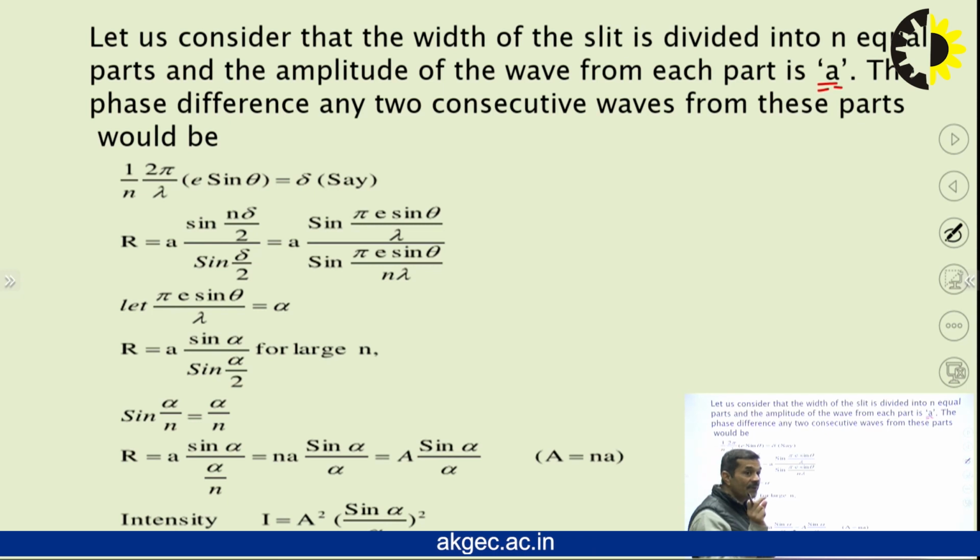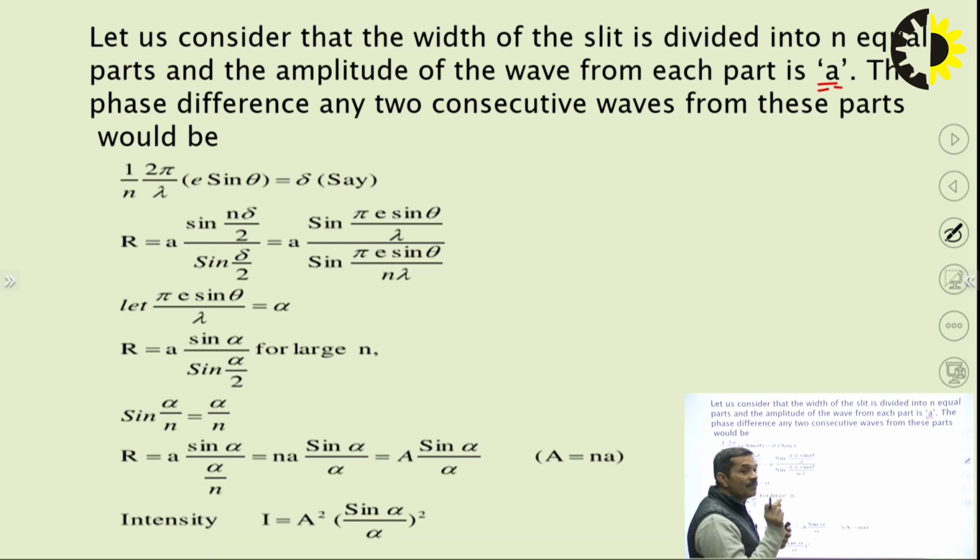So the phase difference between the two successive points will be the resultant phase difference, which we have already found out: 2 pi by lambda into e sin theta. If we divide this value by n, then we can calculate the phase difference between the two successive point sources, that is, between two consecutive points here.